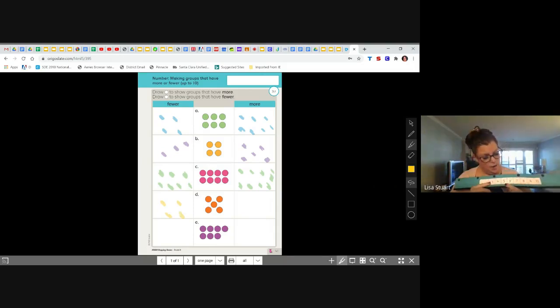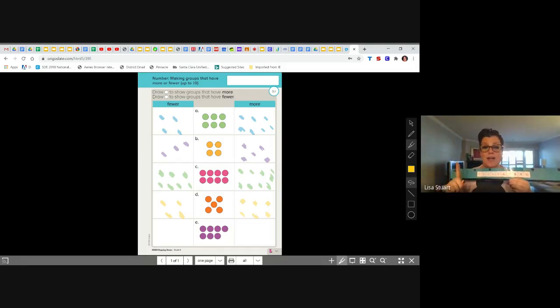Now I need to figure out what is more than 5. And if I go to the right on my number line, I notice there's a 6, and anything after would be more than 5. I'm going to do 6. And I remember 6 is 2 groups of 3. 1, 2, 3, 4, 5, 6.